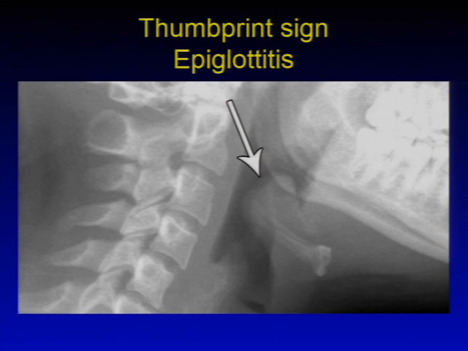Epiglottitis is seen on lateral X-ray as a thumbprint sign, which is indicated by the arrow. The normally distinct epiglottis is blurred with what appears to be a thumbprint.